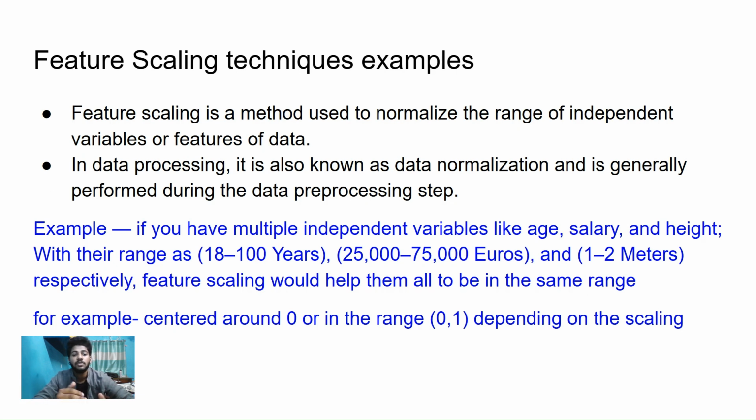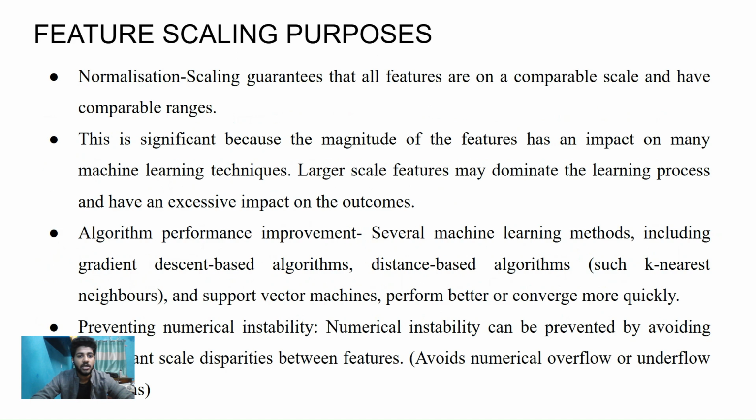For example, if you have multiple independent variables like age, salary, and height with ranges of 18 to 100 years, 25,000 to 75,000 euros, and 1 to 2 meters respectively, feature scaling would help them all to be in the same range, for example centered around 0 or in a range of 0 to 1, depending on the scaling technique. The purposes of feature scaling are basically normalization, algorithm performance improvement, and preventing numerical instability.